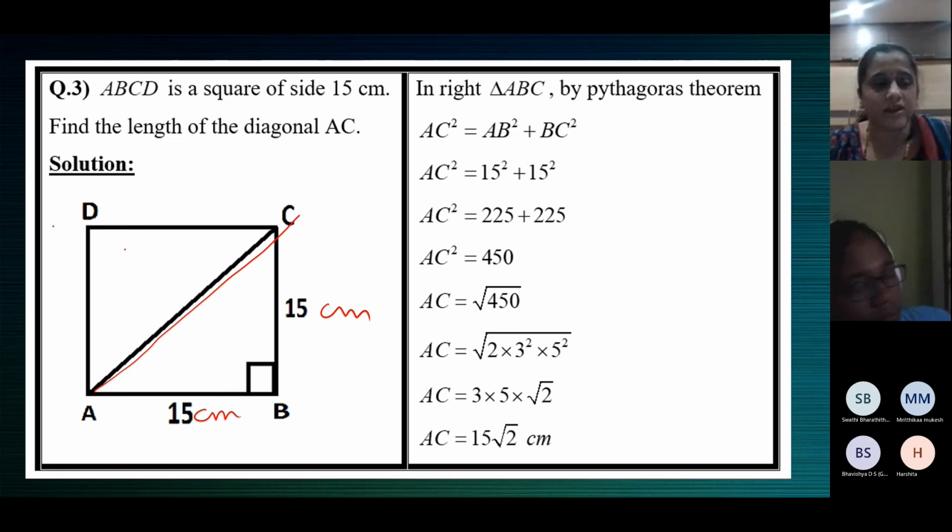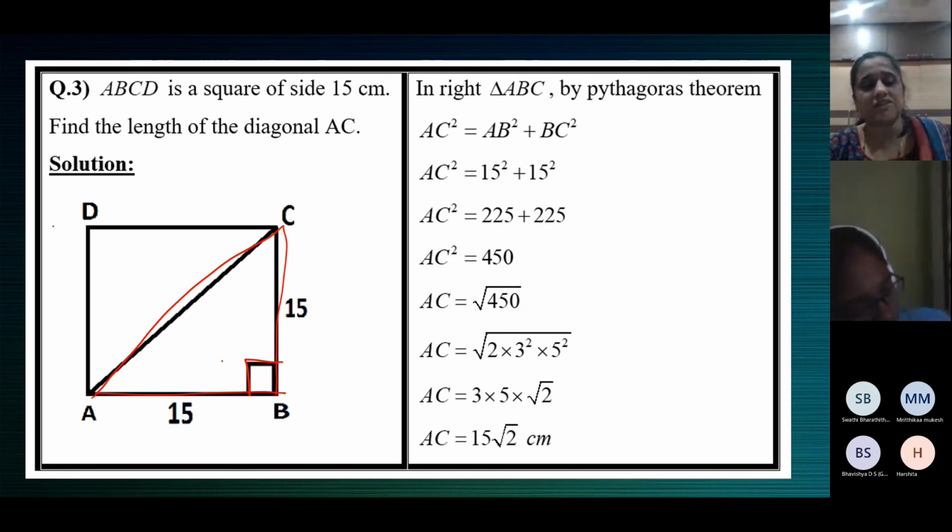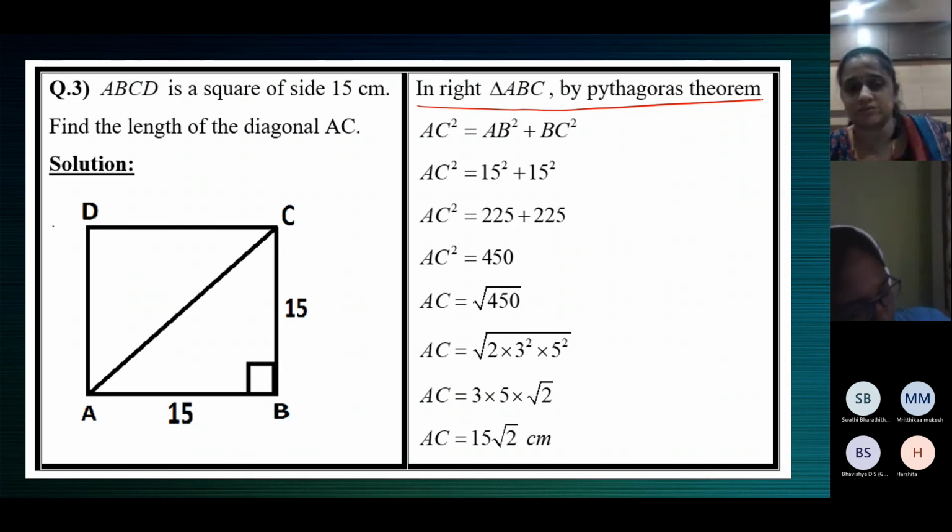Now we know that in a square, every corner is a right angle. So that means angle B is a right angle. So that means ABC is a right angled triangle. So in right triangle ABC, we use Pythagoras theorem. In right triangle ABC by Pythagoras theorem.